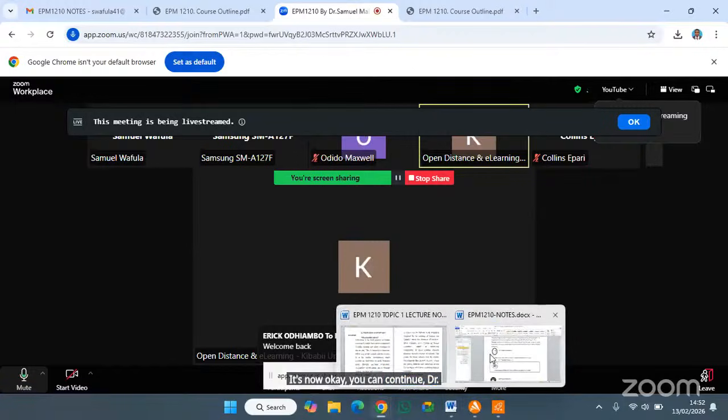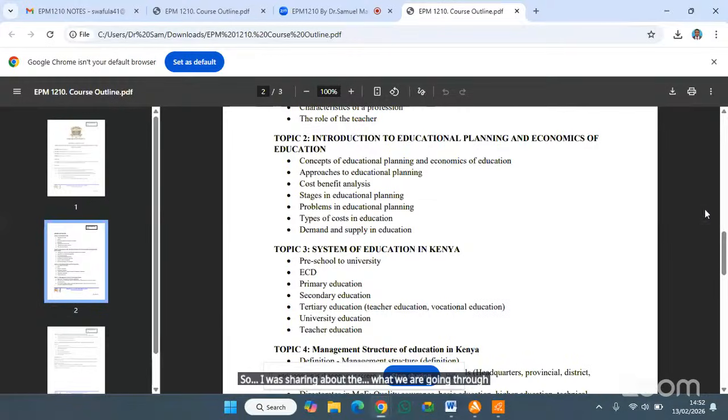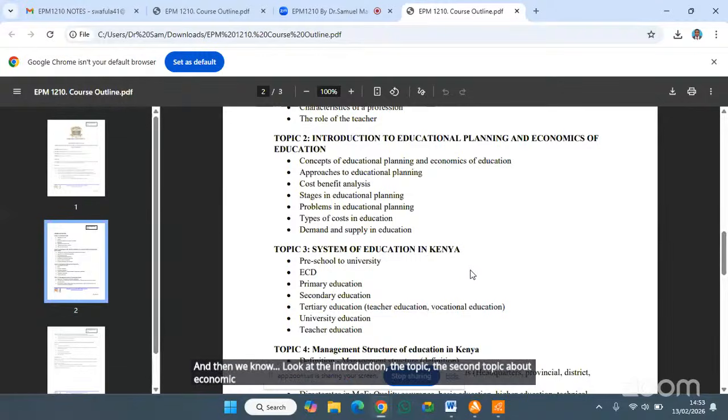All right. So I was sharing about what we are going through in the course of this unit. The first topic will just be an introduction to this unit, dealing with the concepts of education, the concept of profession, and the role of a teacher as a professional. Then the second topic is about educational planning and economics of education. We'll go through the various concepts of educational planning and economics of education.